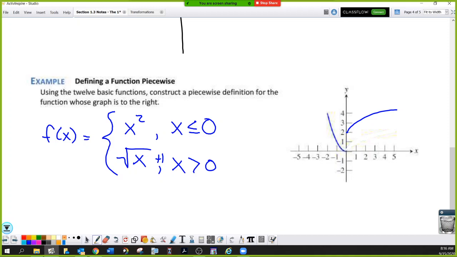So you have to make sure that that equal to bar only happens on one of the two domains. And it doesn't matter which one you choose. You pick one, either the top one or the bottom one. It doesn't matter.